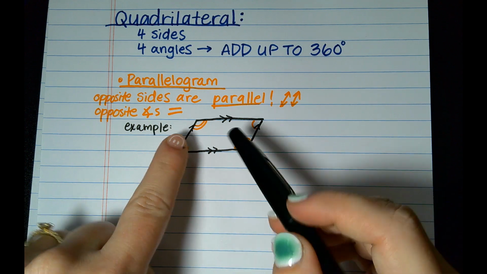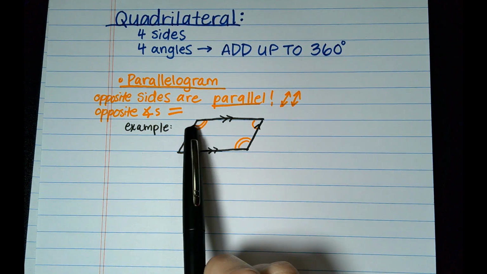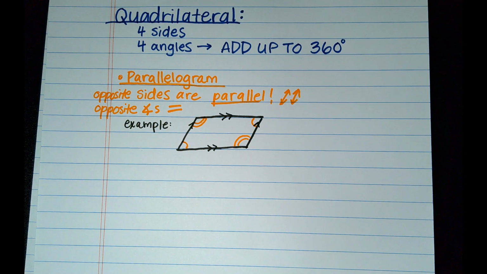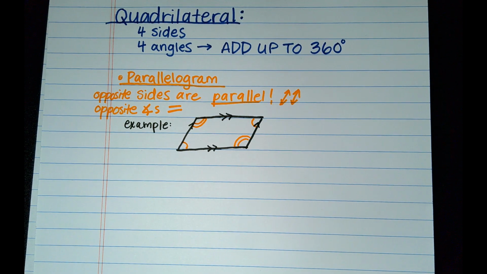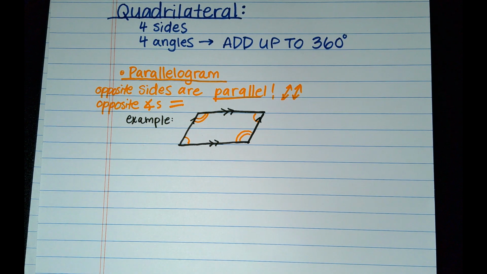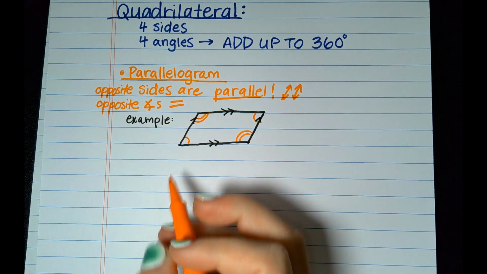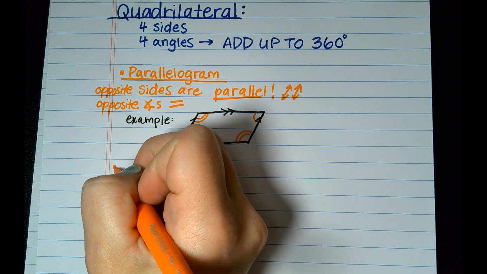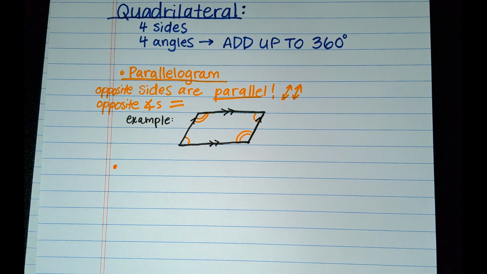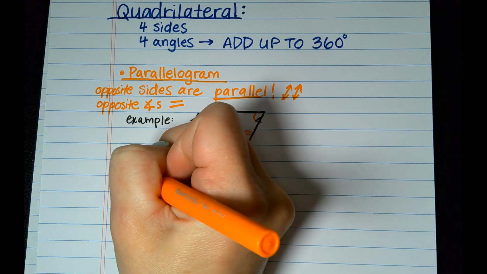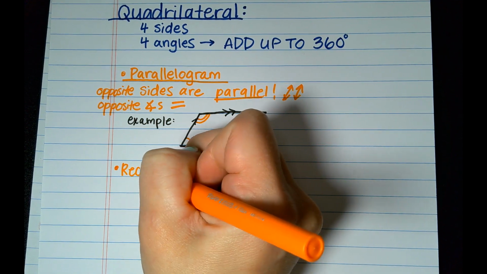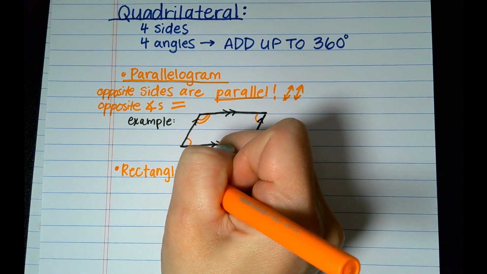Opposite sides, they don't add up, they're equal. Okay. Equal. Okay. So, the next more specific we can get would be a rectangle.